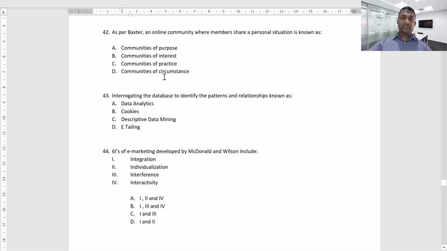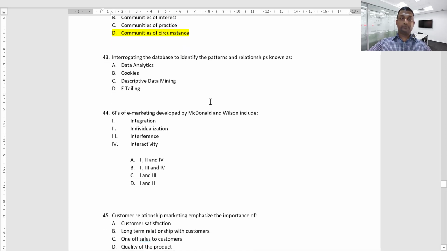As for the question, it's asking where members share a personal situation. So members share a personal situation in a community of circumstance. So in those instances, they are sharing what is happening and what they are going through at the moment. So the answer is D for question 42.